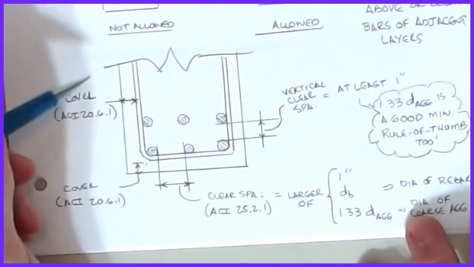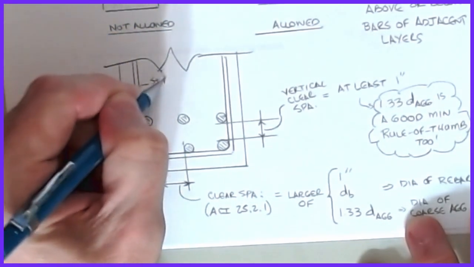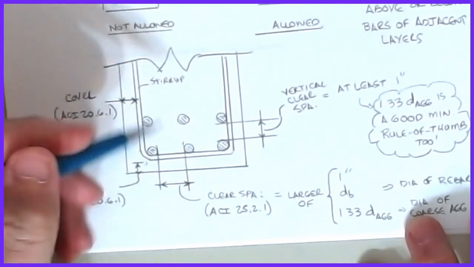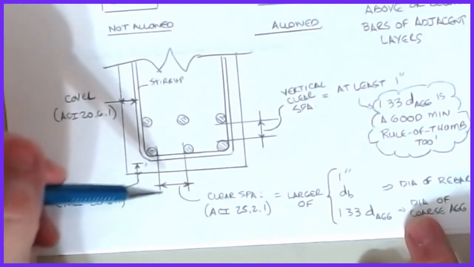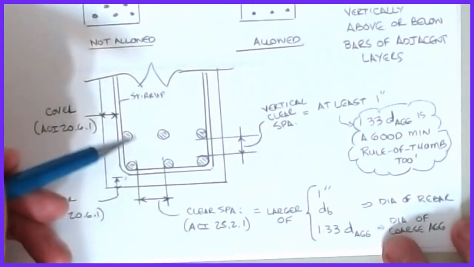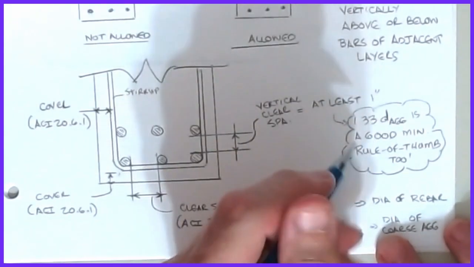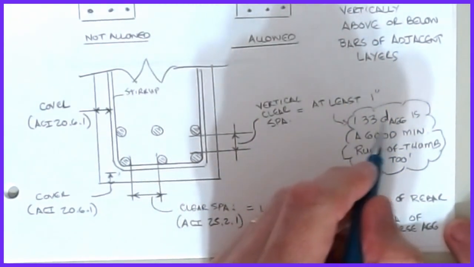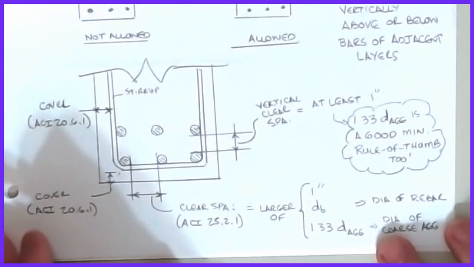For a general beam, this is my stirrup, and then we have multiple layers of bars. We're going to look at what we call the clear spacing dimensions. The vertical clear spacing dimension has to be at least 1 inch, although that same requirement of 1.33 times the maximum aggregate is a good rule of thumb to remember as well.